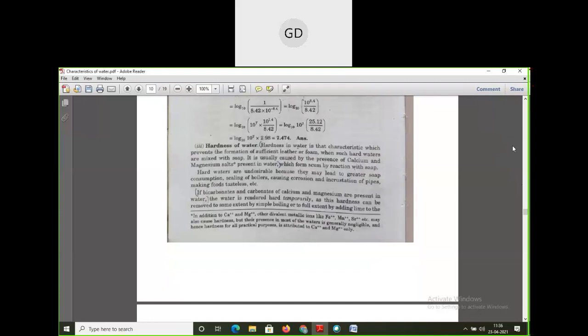Okay, so why hardness? It usually means the presence of calcium and magnesium salts in water. If there is a presence of calcium and magnesium salts in the water, then you can say there is hardness of water, which prevents the formation of sufficient lather or foam when such hard waters are mixed with soap.